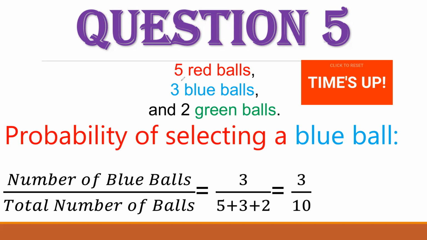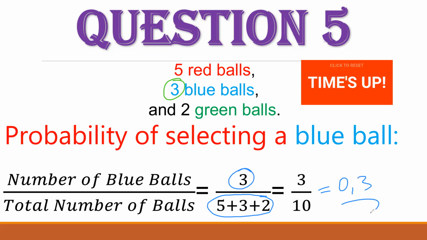Number of blue balls, as you see on the question, let's use blue color now. So you have 3 on top, and then total number of balls is 10. You are just adding them all, and 3 over 10. If you say 3 over 10, it is correct.